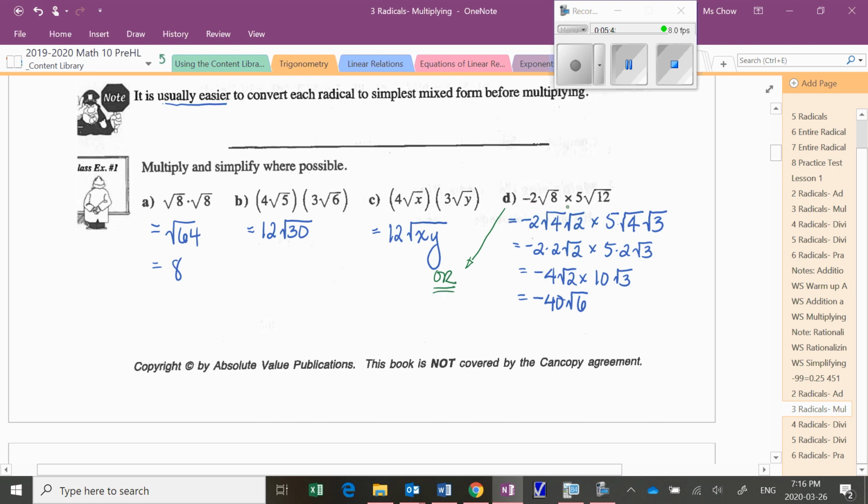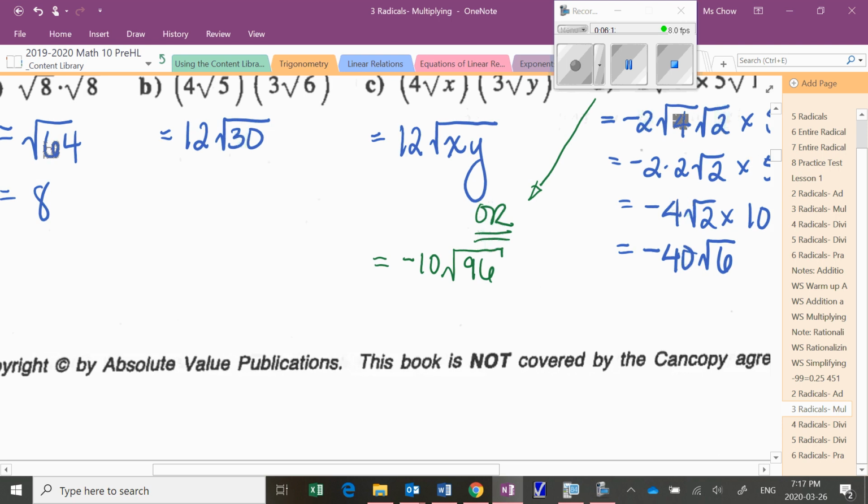So negative 2 times 5 is negative 10, and root 8 times root 12. If you know that offhand as the square root of 96, you can go ahead and do so. You can see right there with the square root of 96, a lot of people have a tough time identifying what perfect square factor goes into 96, because the number gets larger, and that's not even that big of a number, so you can imagine how much more difficult it could be.